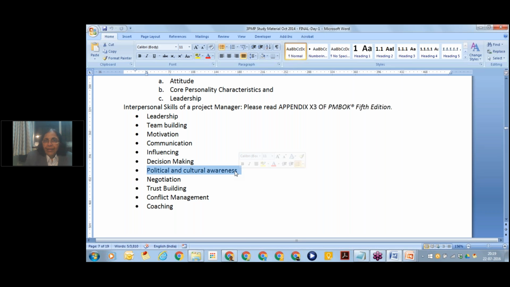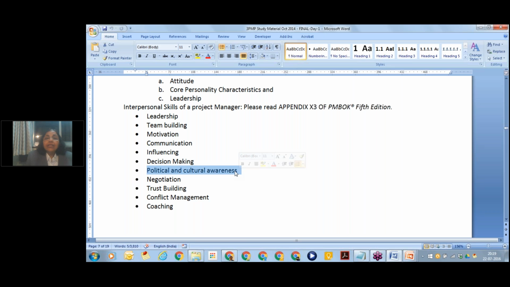Negotiation, I think all of us know negotiation. One thing you have to remember is negotiation is not bargaining. It is a win-win solution: discussing a solution with the party and arriving at the most agreeable solution to both the parties.